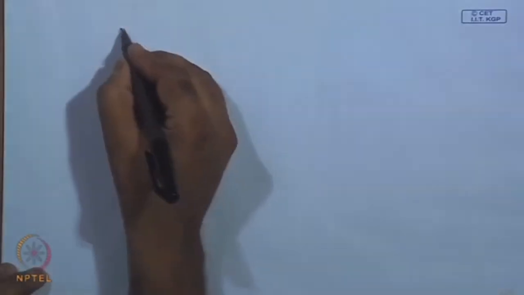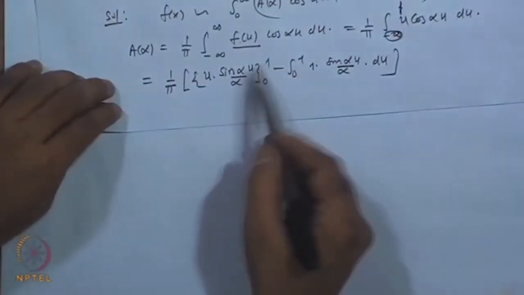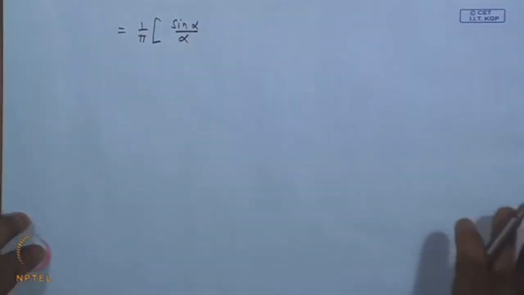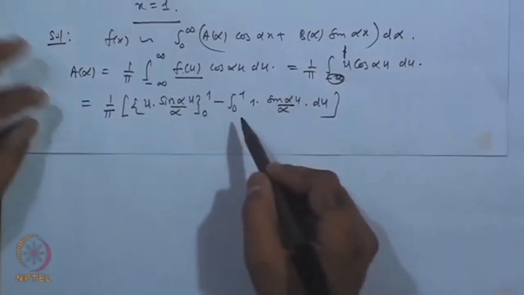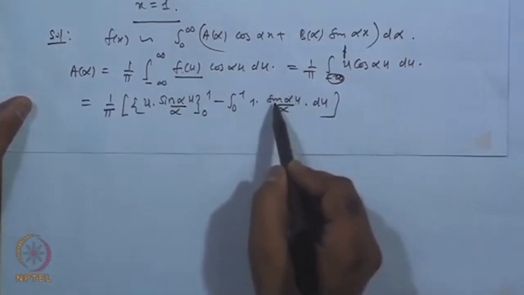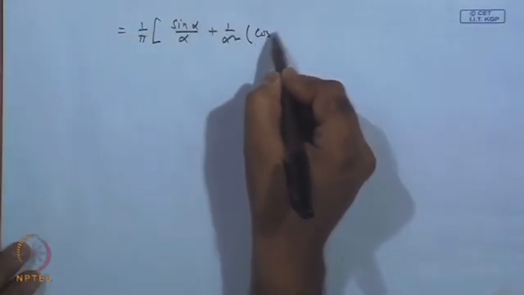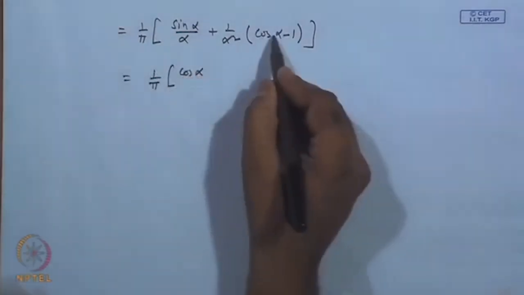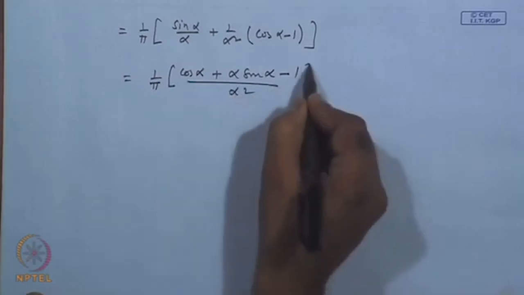So, we go further. We have 1 over pi. When u is 1, we have sin alpha over alpha, and at 0 it will be 0. So, we have sin alpha over alpha plus 1 over alpha square, and once we integrate again we get 1 over alpha square cos alpha u, which will be plus in that case because the minus comes after this integration. Then we substitute the limits, the upper limit gives cos alpha minus 1. So, 1 over alpha square times (cos alpha minus 1). So, we have 1 over pi, (cos alpha plus alpha sin alpha minus 1) over alpha square.